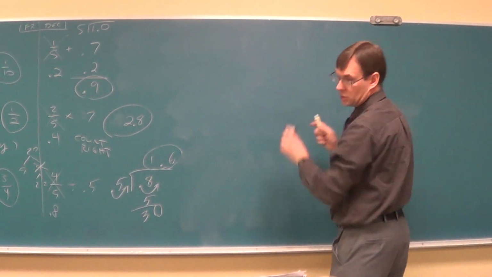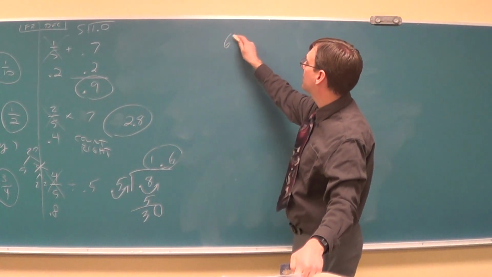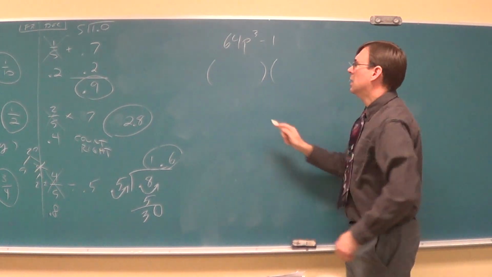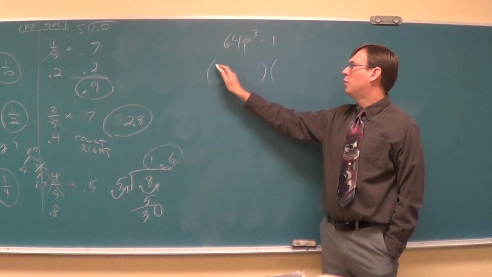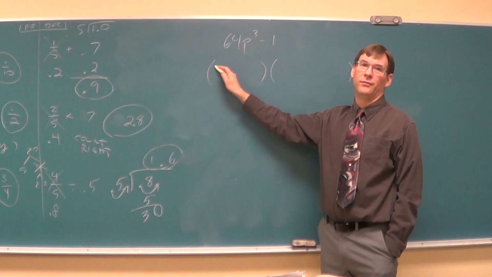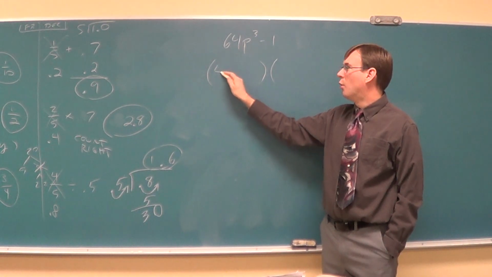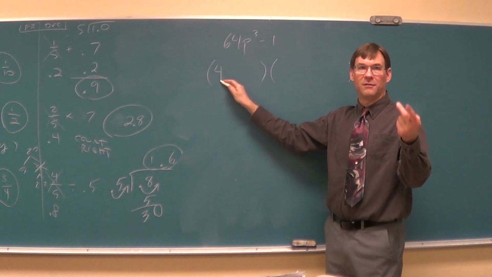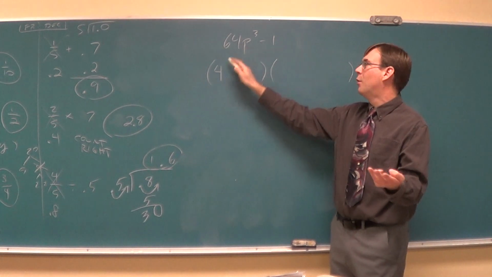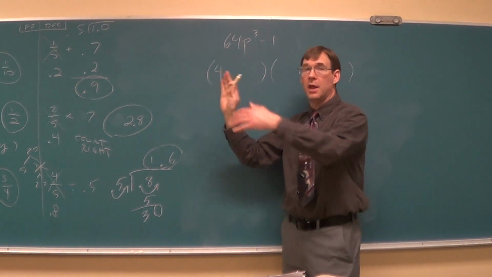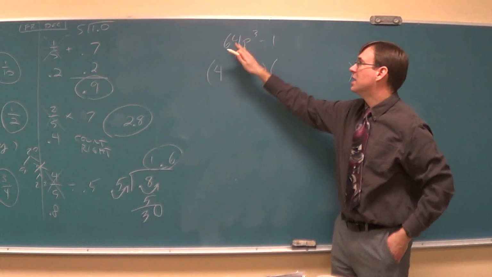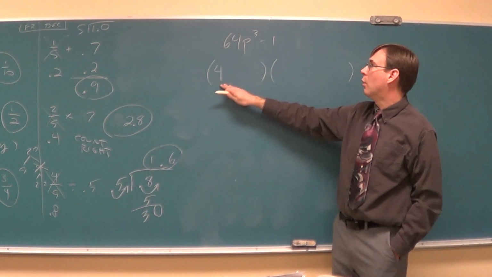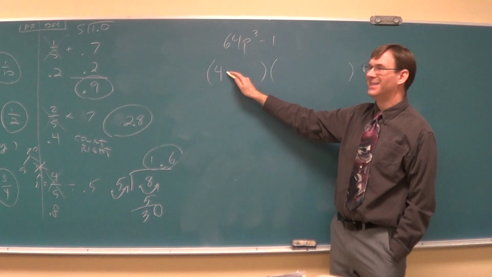So for 31, I have 64p cubed minus 1. So when we factor a cube, what does 64 become? 4. Why 4? 4 times 4 times 4, 16 times 4 makes the 64. Once upon a time in the notes, I made a table of squares and cubes. We just need to look through our cube column. If it were squares, yes, 8. But cubes, it's 4. Then what do we do to the power on the p?